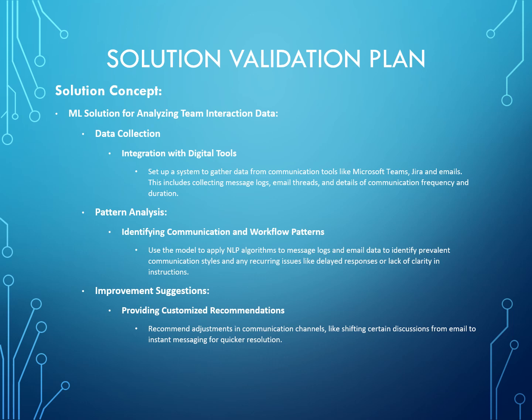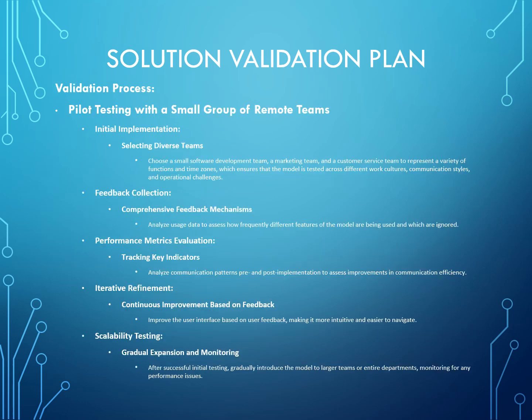And so for our solution validation here, we're going to have data collection. So we'll set up a system to gather data from communication tools like Microsoft Teams, Jira, and emails, and be able to use the message logs, email threads, and the details of communication frequency and duration. Our pattern analysis will include applying natural language processing algorithms to message logs and email data to identify prevalent communication styles and recurring issues. And for improvement suggestions, we'll be recommending adjustments in communication channels, possibly like shifting a discussion from email to instant messaging for quicker resolution.